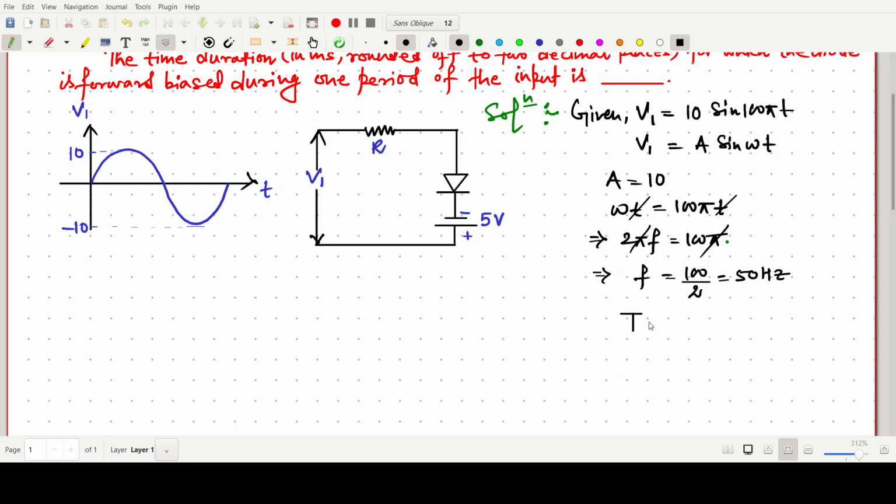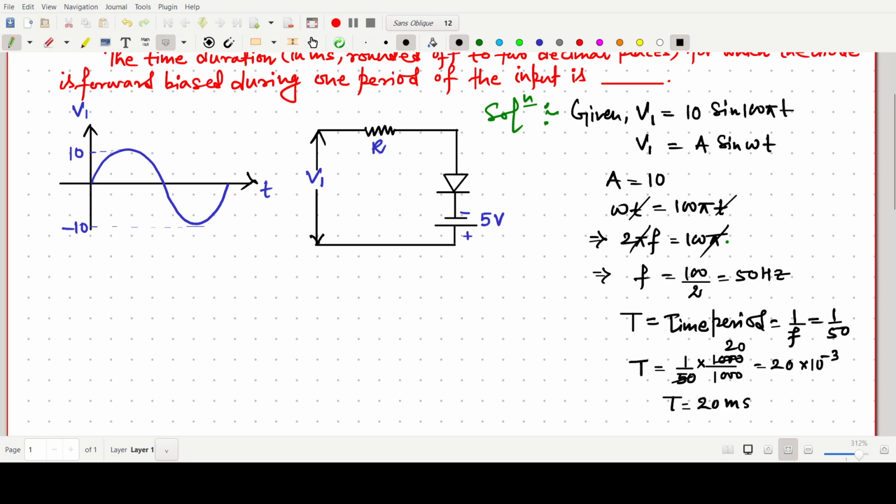So the time period of the signal is 1 by f, or simply 1 by 50. We multiply 1000 in the numerator and denominator, so it should be simply 20, and this should be 20 into 10 to the power minus 3. So the time period will be 20 millisecond.